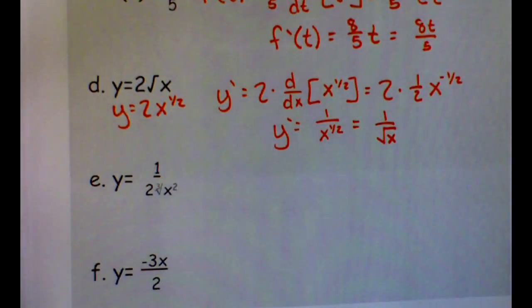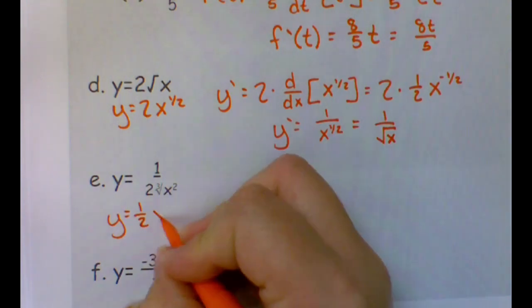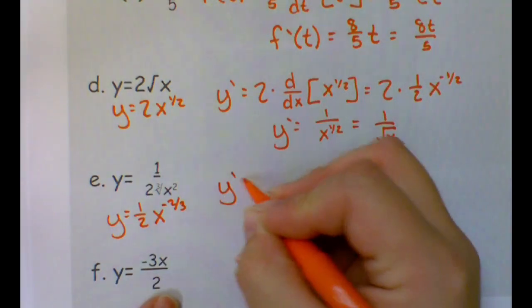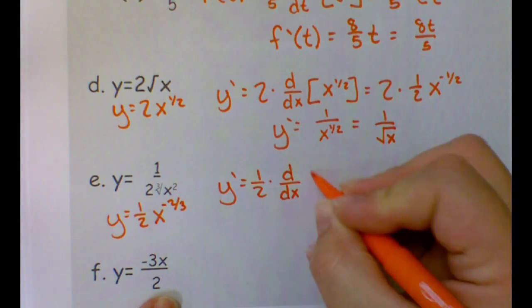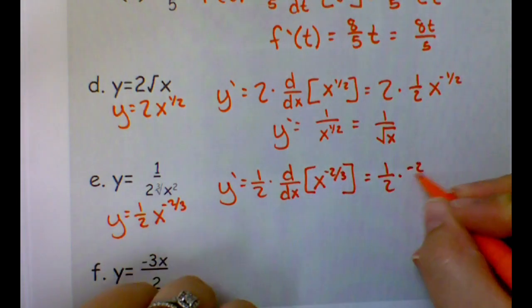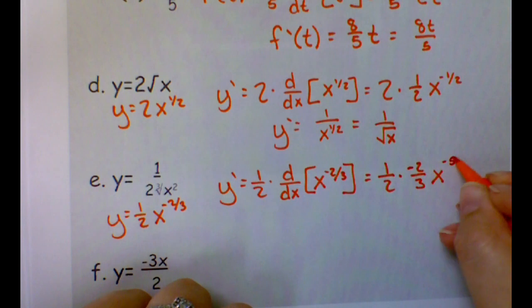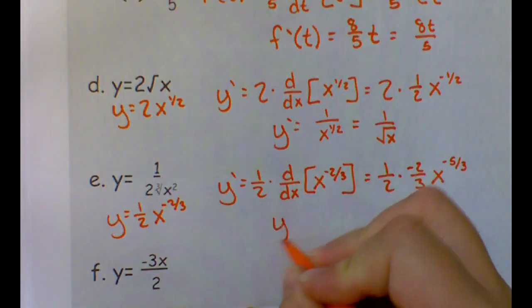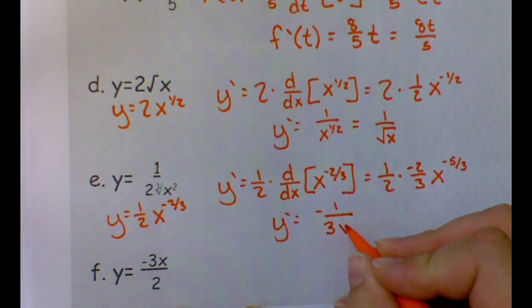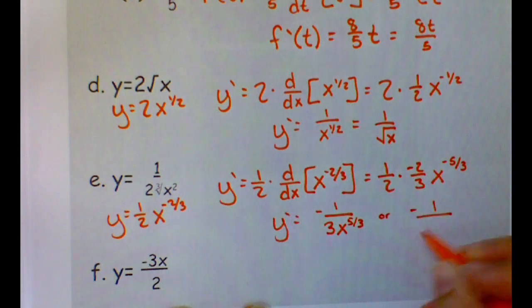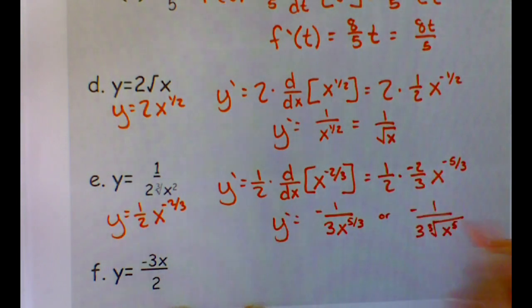And letter E here, 1 over 2 times the cube root of x squared. Well, let's actually rewrite that equation first. We'll take our 1/2 out. We have x to a power of 2 over 3, but it's in the denominator, so it's negative. So y prime equals 1/2 times the derivative with respect to x of x to the negative 2/3 power. So I have 1/2 times, bring down my exponent, which is negative 2/3, and subtract 1 from my exponent, which makes it negative 5/3. Then I simplify. 1/2 times negative 2/3 is negative 1/3. And negative 1/3, I can put my x in the denominator since the exponent's negative, 5/3 power. You could also rewrite this as negative 1 over 3 cube root of x to the 5th power, whichever way you prefer.